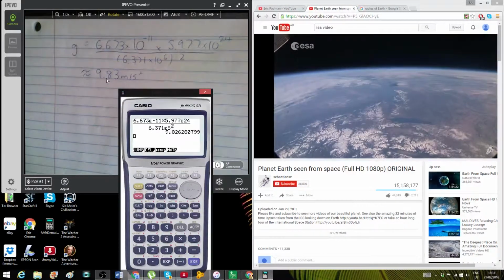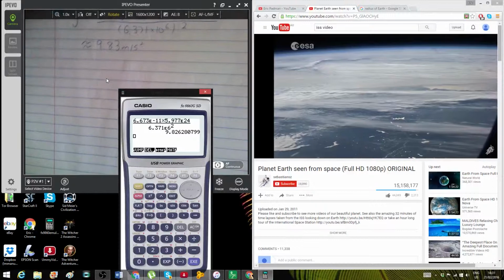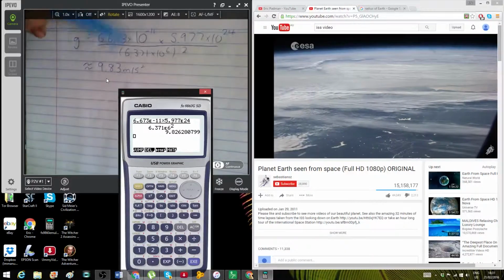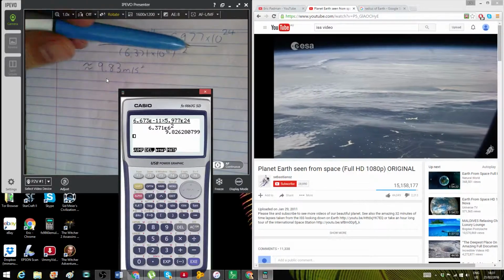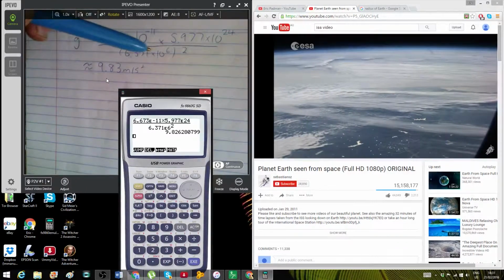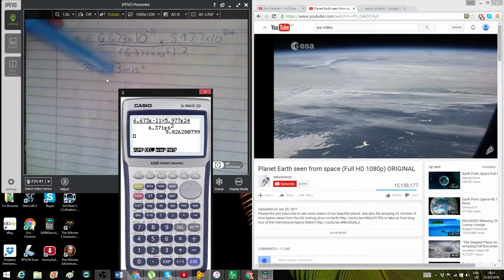Okay, so that's an example of the little g calculation to get you 9.8. You can do this for any planetary body, just put in the values, the mass of the planet and the radius, and you can come up with that.